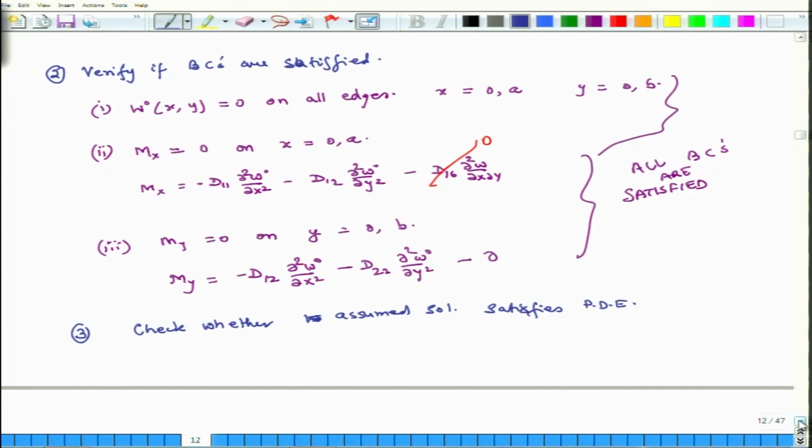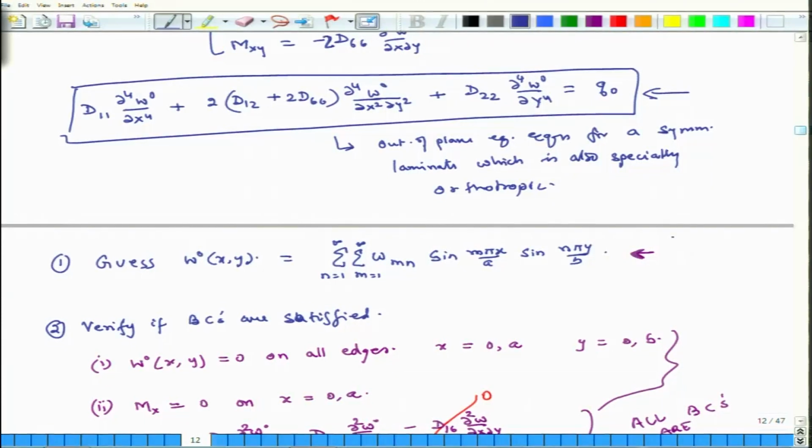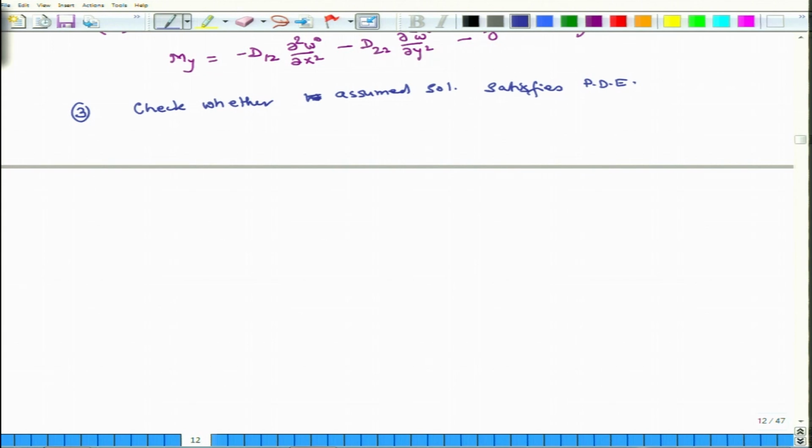What we have to do is plug in this equation. This is equation 1 and this is equation 2. So, we are plugging in this series solution for w in equation 1. So, what do we get? When we plug it in, I will write this equation once again.